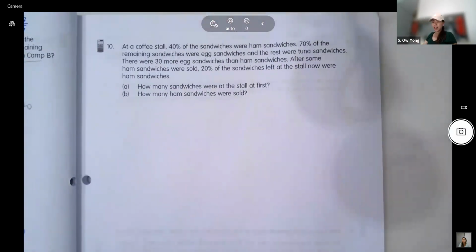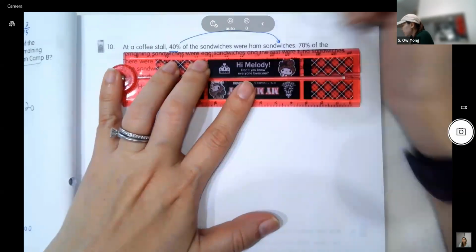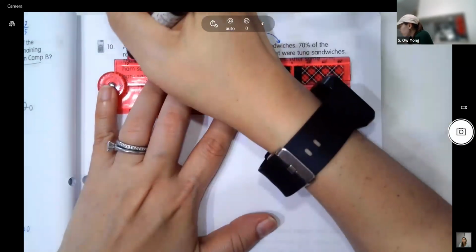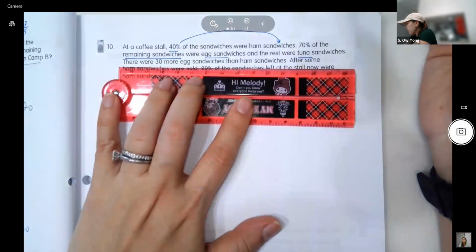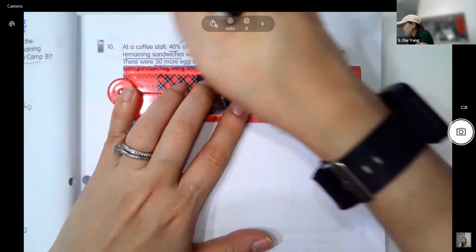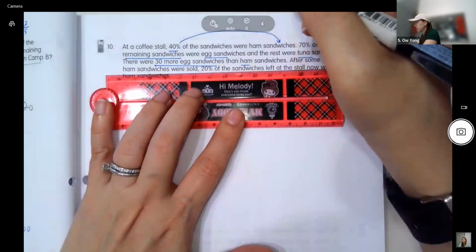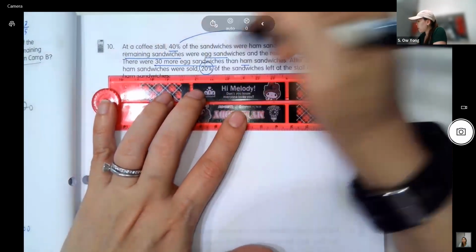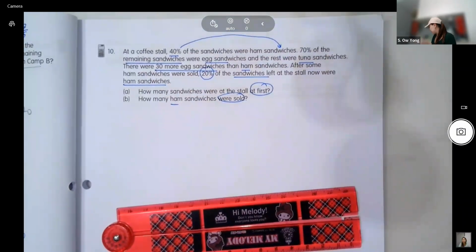At a coffee shop, this is last question. At a coffee store, 40% of the sandwiches were ham sandwiches. 70% of the remaining were egg and the rest were tuna sandwiches. There were 30 more egg than ham. After some ham sandwiches were sold, 20% of the sandwiches left were ham sandwiches. How many sandwiches are there at first? How many ham sandwiches were sold?